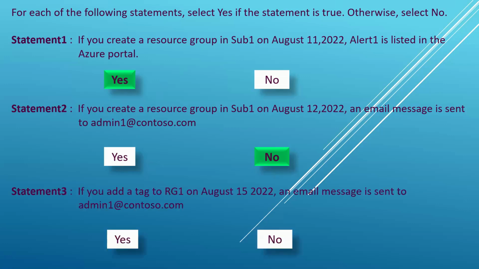Let's look at third statement. If you add a tag to RG1 on August 15, 2022, an email message is sent to admin1@contoso.com. 15th August falls outside the time range for which alerts are suppressed. So yes, an email will be sent to admin1@contoso.com in this case.